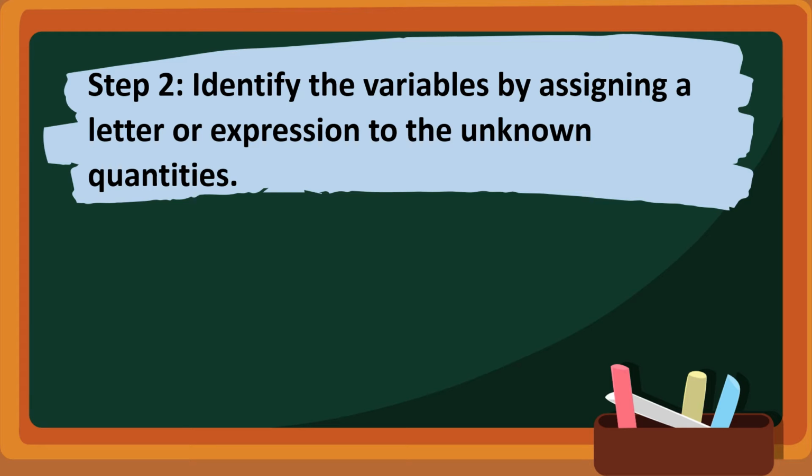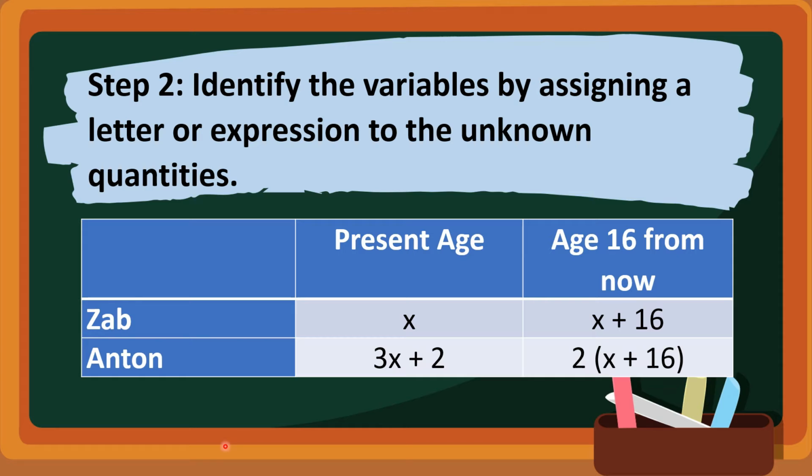Step number 2. Identify the variables by assigning a letter or expression to the unknown quantities. Let x be the present age of Zab, and x plus 16 would be her age 16 years from now. 2 more than 3 times is equal to 3x plus 2, and that would be Anton's present age. Twice as old in 16 years is equal to 2 times quantity x plus 16, and that would be Anton's age 16 years from now.